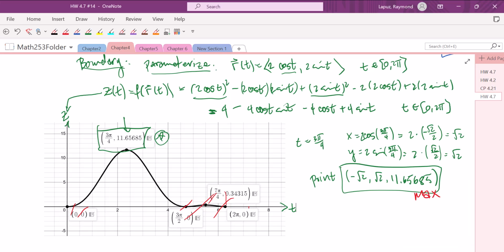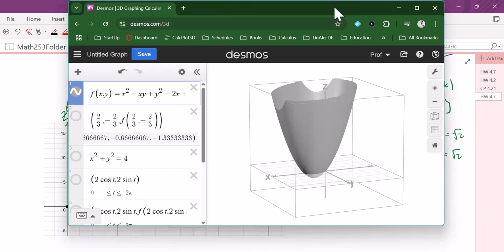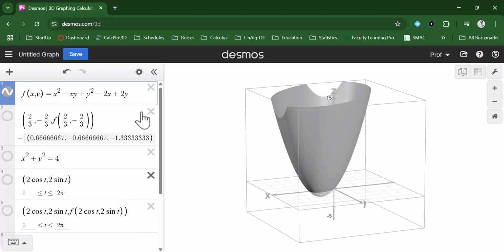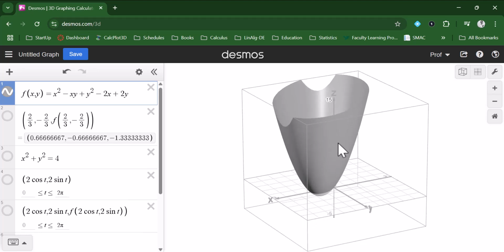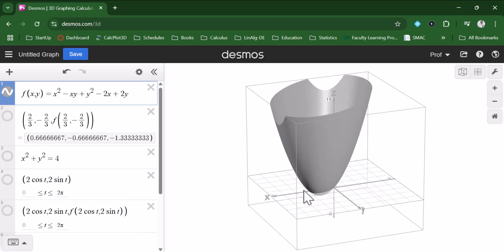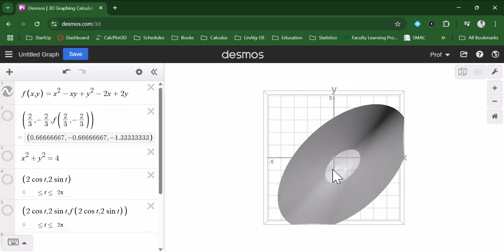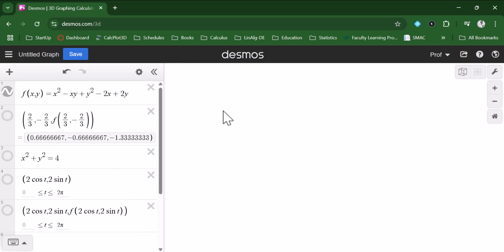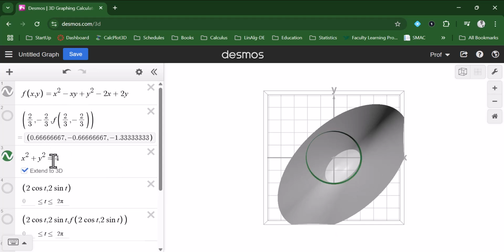Now, I did want to show a picture of what's actually happening with the surface that we have. So this is the surface that we have. It is an elliptical paraboloid. It's rotated a little bit. The ellipse is rotated a little bit, and the center point has also moved. And so, if we add on the constraint, it looks like this.